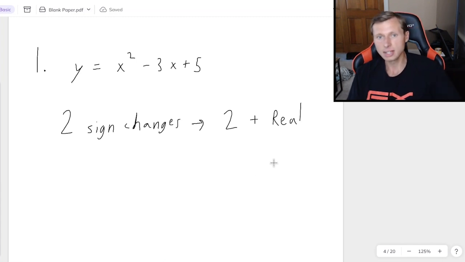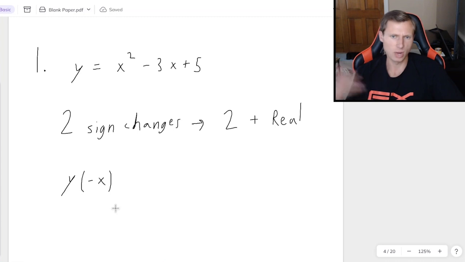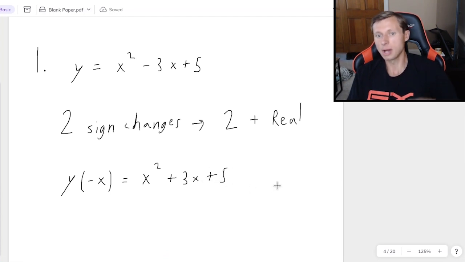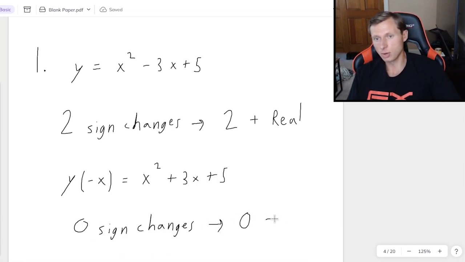Now to find the negative, I have to do p of negative x, or in this case, y of negative x. And when I do that, I'm going to get x squared plus 3x plus 5. Because remember, I'm switching the sign on all odd degrees, which is only the negative 3x in this case. So then I get this, and this has 0 sign changes, because it's all positive. And so that means I'm going to have 0 negative real solutions.